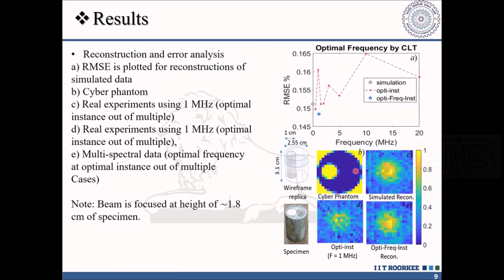In figure B, the image of the CSIR phantom is shown. In figure C, we have shown the simulated reconstruction, and in figure D, we have shown the optimal instance value corresponding to the one frequency of 1 MHz. In figure E, we have shown the reconstruction corresponding to the optimal frequency instance, which is also called the multispectral data, as it corresponds to the best frequency for each translation and each rotation, which is taken at different angles.